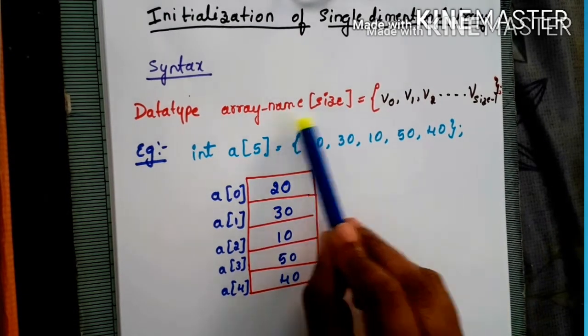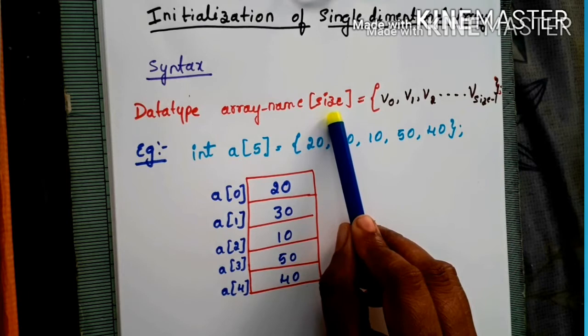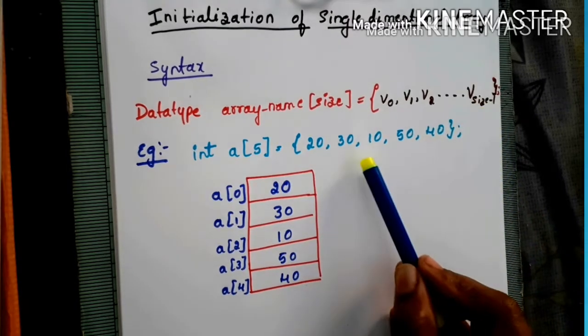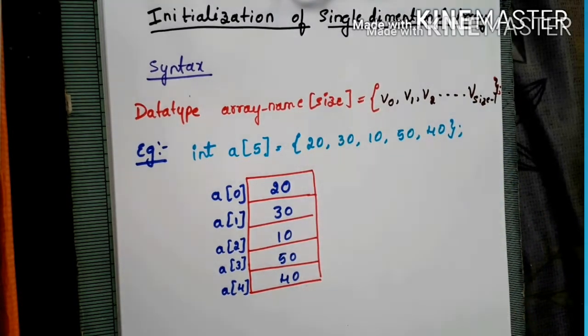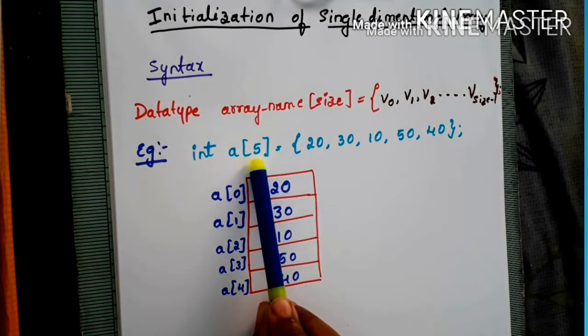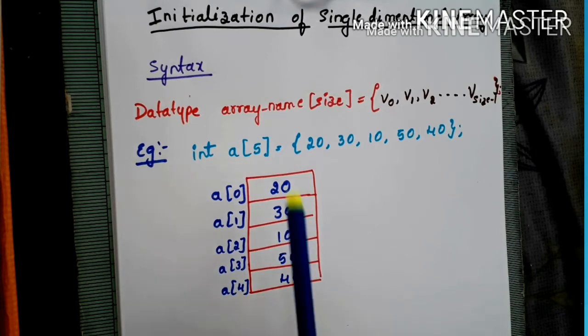In the syntax, the array size is the number of elements, and the position of the last element is size minus 1. That is, in the array, we have n elements. In this example, there are 5 elements in the array, and array position starts from 0, and the position of the last element is size minus 1, that is 5 minus 1.